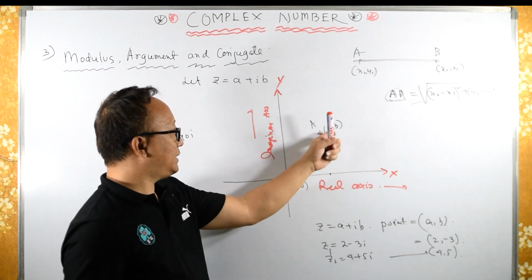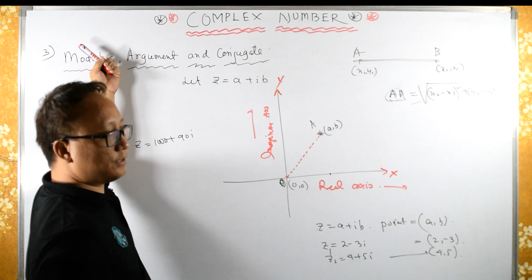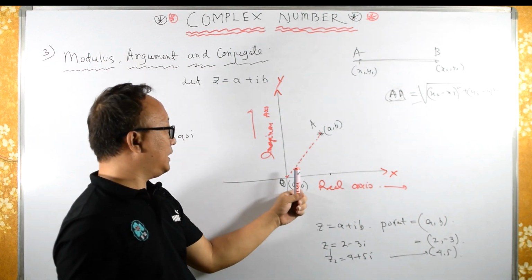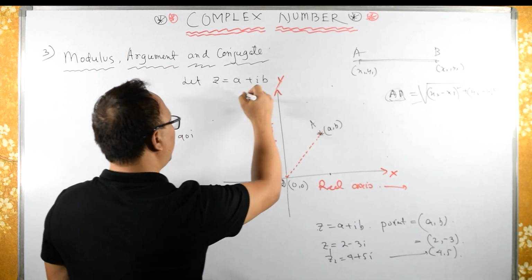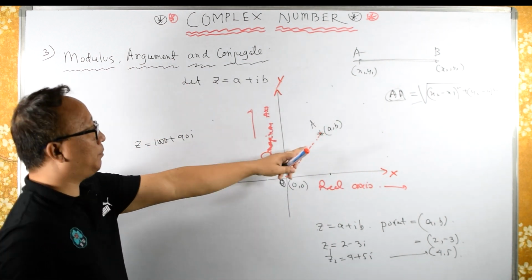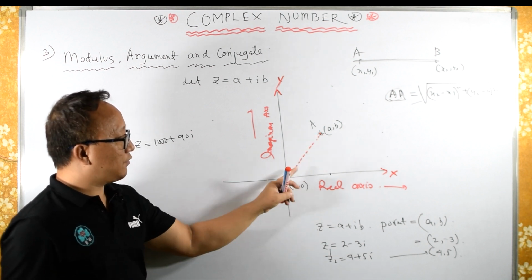Now if you want to find the distance between these two, that is called the modulus. So modulus is the distance from the origin. For every point you can find the modulus of that particular point. What is modulus? Modulus means the distance from the origin.